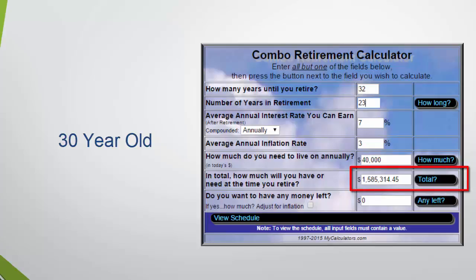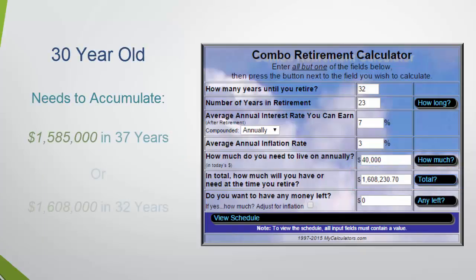Well, to do so, that means that they are going to need to accumulate a little bit more in a shorter amount of time, in 5 fewer years. So instead of needing to accumulate the 1.58 million that they needed before by the time they're 67, they now need to accumulate 1.6 million 5 years earlier by the time they're 62. So that's going to be a little more difficult, but they have a lot of time to do so.